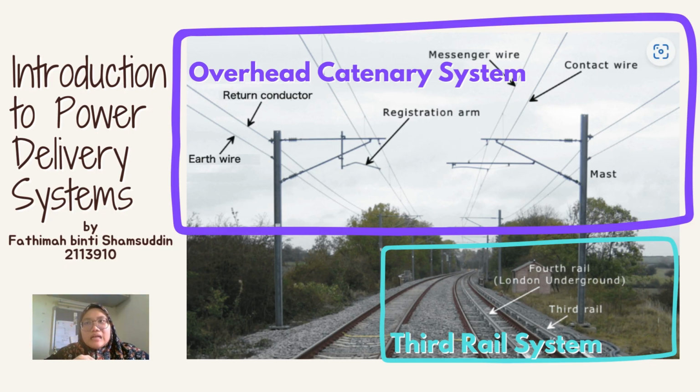The top one, where you can see the wires and so on, shows the components of the overhead catenary system. They are placed on top of the rail system. The third rail system is the one you can see on the bottom. It involves railing, because from the name you can relate that it involves railing components.